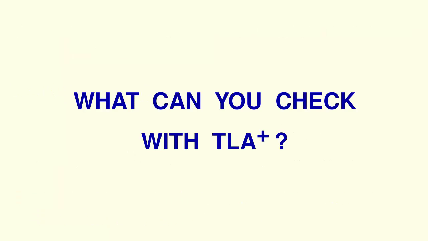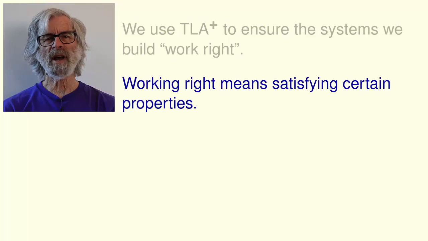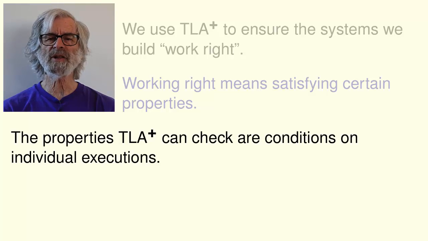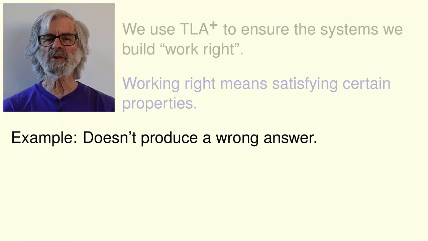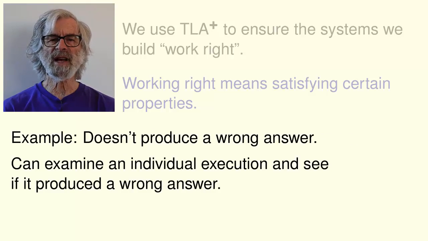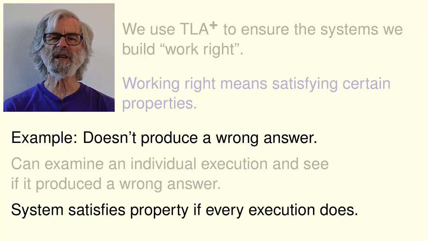What can you check with TLA+? We use TLA+ to try to ensure that the systems we build work right. Working right means satisfying certain properties. The class of properties that we can check with TLA+ are ones that express conditions on individual executions. One example of such a property is the system doesn't produce a wrong answer. You can examine an individual execution and see whether or not it produced a wrong answer. The system satisfies this property if and only if every possible execution satisfies it.